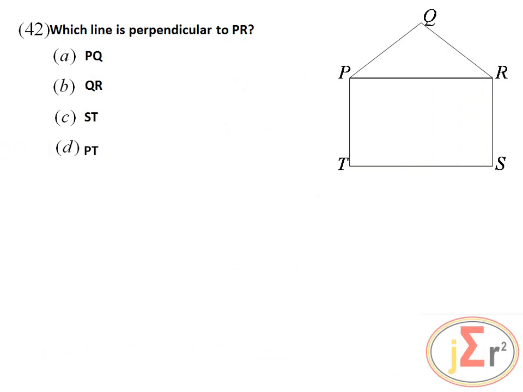Which line is perpendicular to PR? Perpendicular. What does perpendicular mean, Jerry? Yes, right. Jerry is saying that perpendicular means the same as a right angle and it is the same as 90 degrees. So we are saying which line is perpendicular to PR? Or which line is 90 degrees to PR? Another way to ask the question could be, which line is at a right angle to PR?